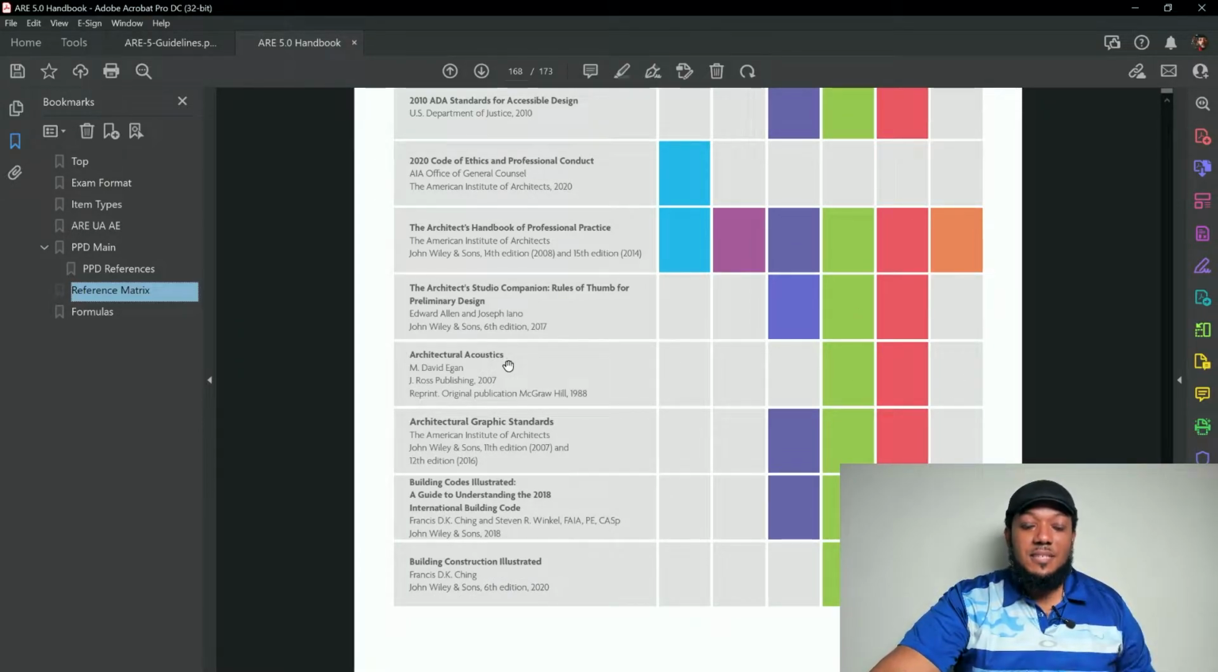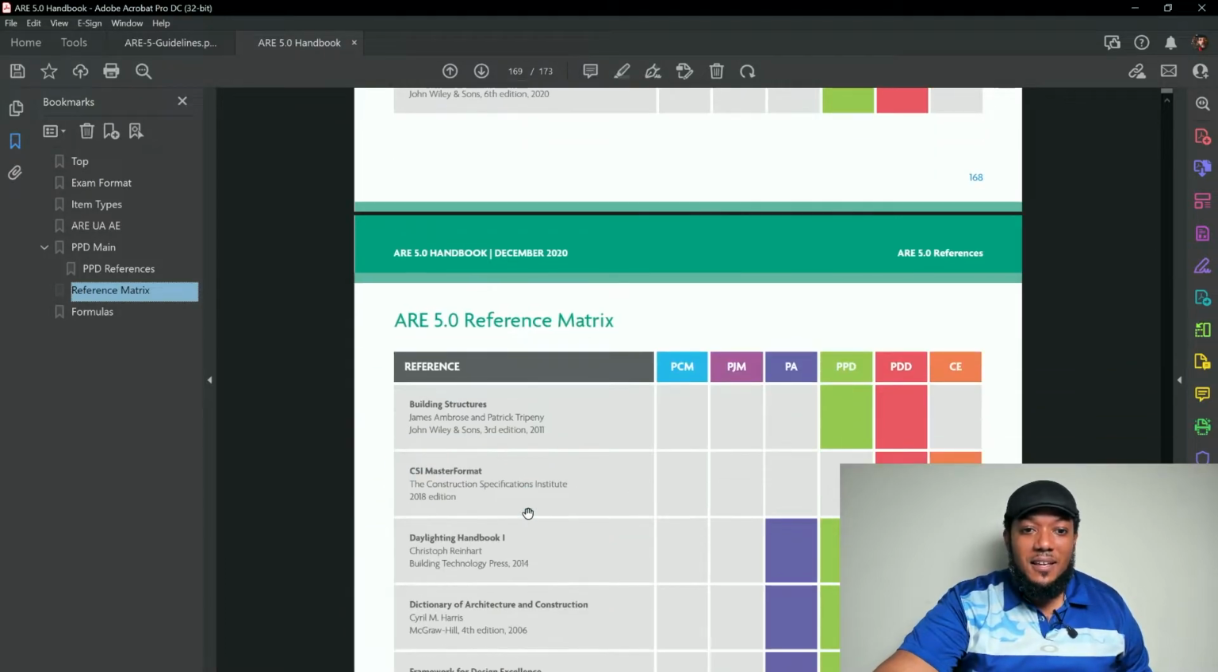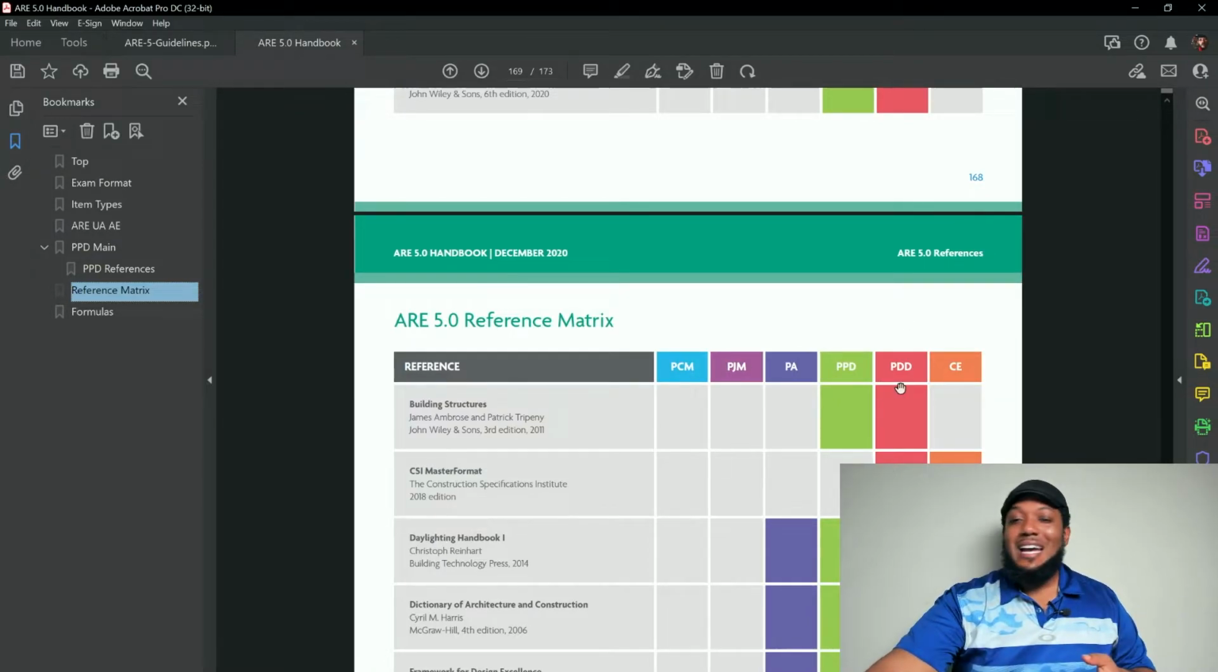Architectural Acoustics is not something that I went through, but if you really have an interest in that, you can be pursuing it. I did get Building Codes Illustrated, and I found that very useful. I think Building Construction Illustrated was pretty fine. Also, Building Structures was something that was recommended for both PPD and PDD. I did get that, but I didn't really touch on it too much.